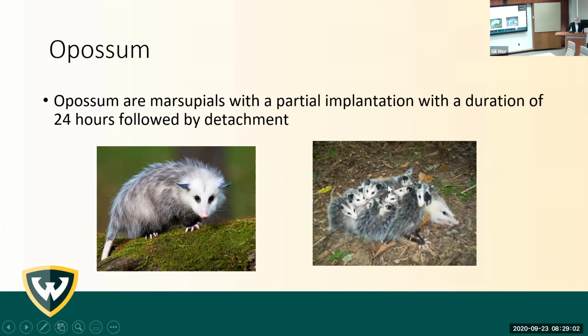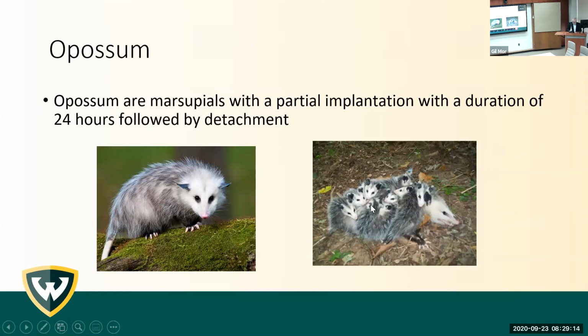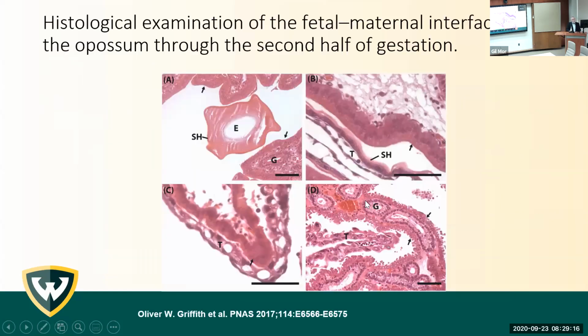So the opossum, as you can see, has the babies. The babies grow in the pouch, similar to the kangaroos. So it has this pouch where they grow. So he was looking at the implantation time, and here you have the egg of the marsupial, the fertilized egg, sorry.